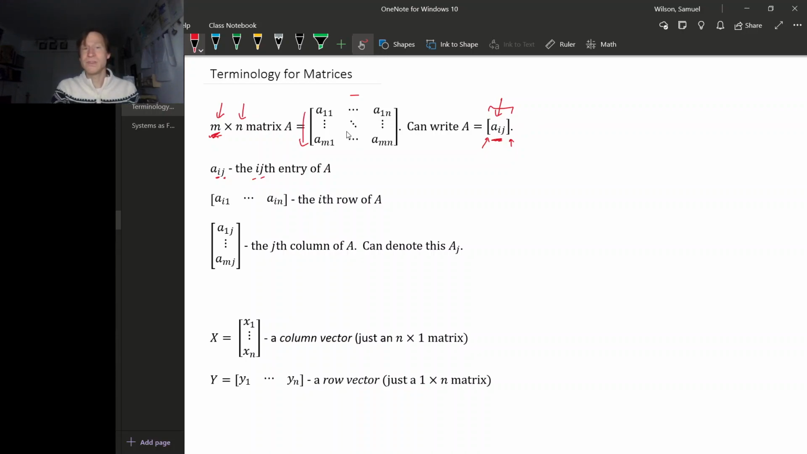The rows and columns of a matrix will turn out to be important for some applications. So the ith row of a matrix is just all of the entries that are in that row, and the jth column of a matrix is, of course, all of the entries that are in that column. We'll have some use for referring to the columns of a matrix on their own, and so we'll actually give these columns a name. We'll call each one A sub j.